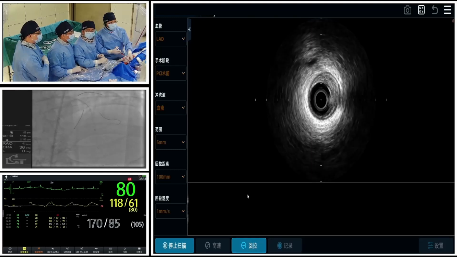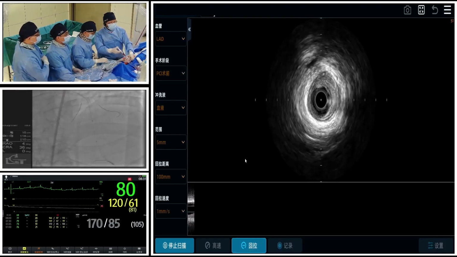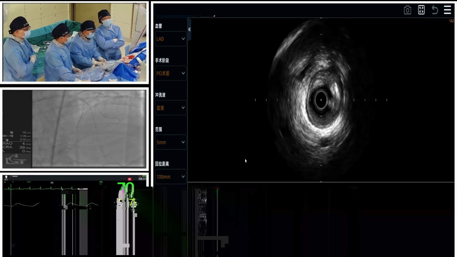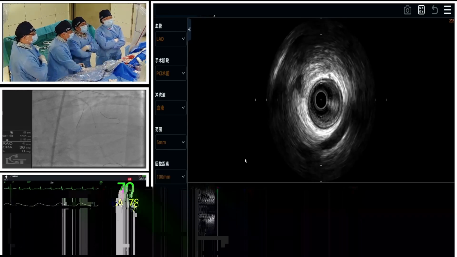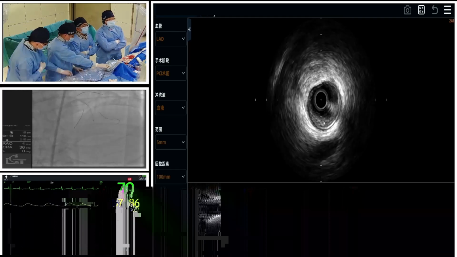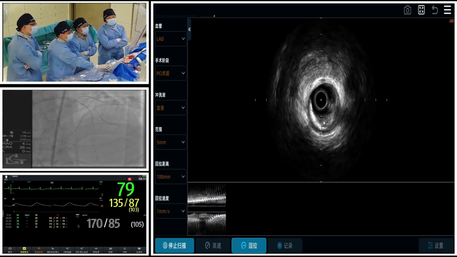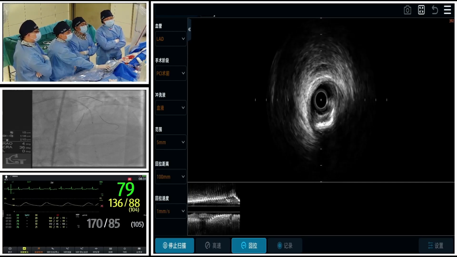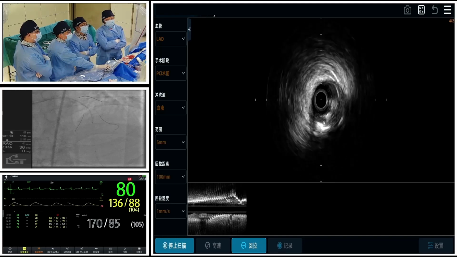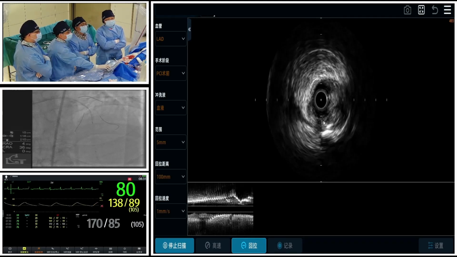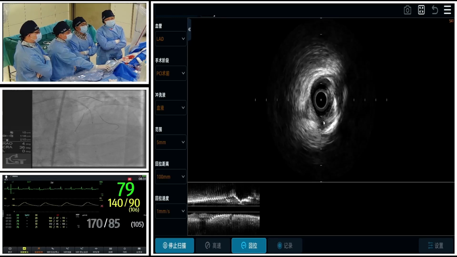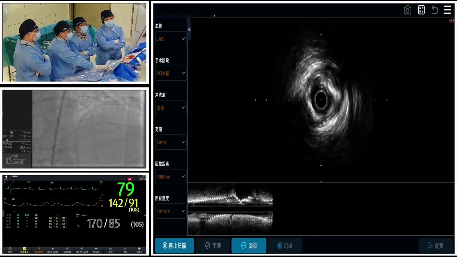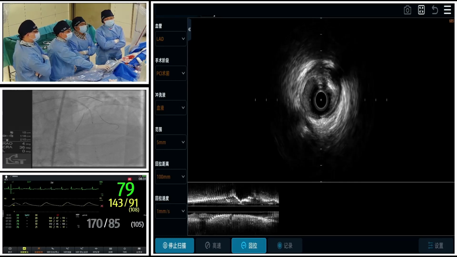Okay, pulling back. Now we are pulling back from the mid LAD to the left main. We can see that although the distal landing zone is not so clean, I think this is a potential landing zone. The vessel size is around 2.75. There is some very great eccentric, high plaque burden, superficial calcified plaque. Later, we may measure the angle of the superficial calcification. I think the great point of the IVUS in detecting the calcification is its great sensitivity.